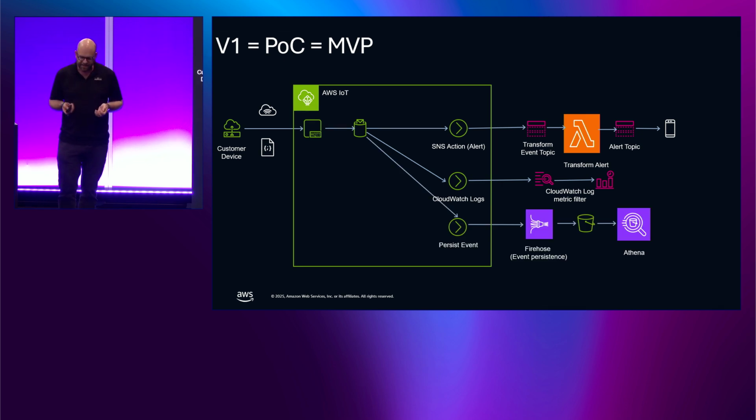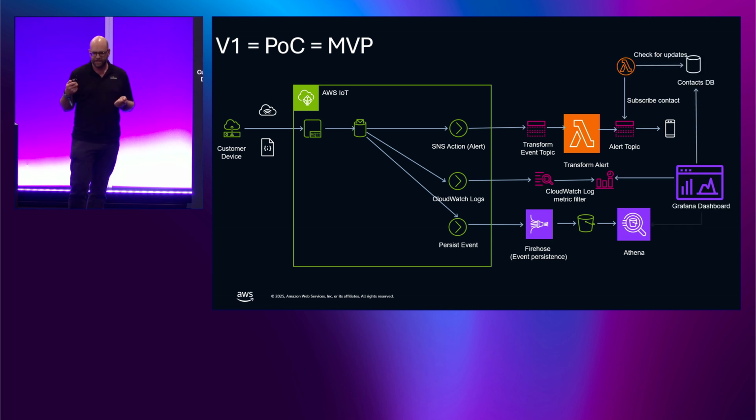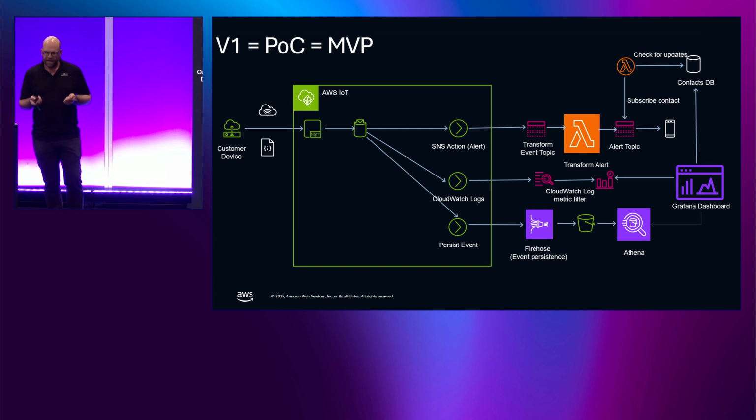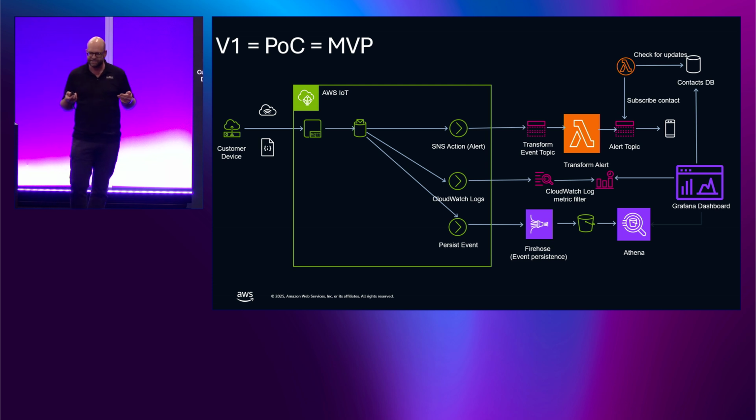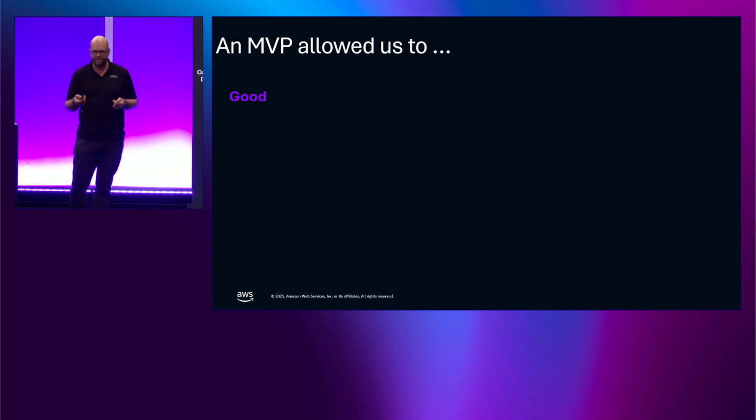And there's persisting the event, obviously, for querying from Athena. That goes via Firehose to S3. And then, obviously, the Grafana dashboard is consuming all these things. There's a little database to say who should get alerts, and that's basically my MVP.